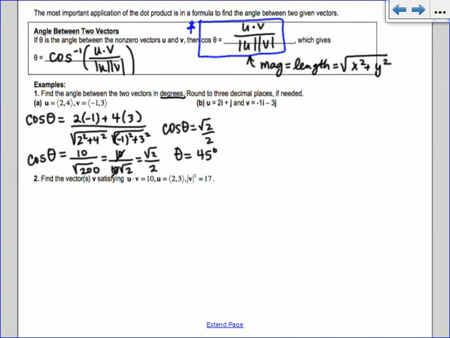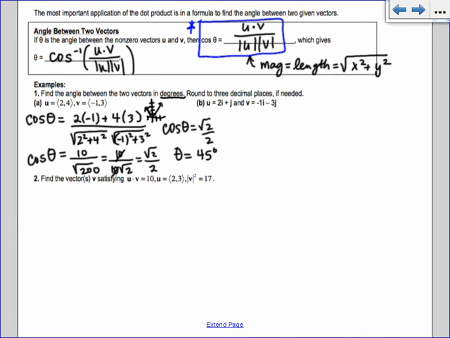And you can check if you were sketching out these vectors: you have 2 comma 4, and you have -1 comma 3, and yeah, 45 degrees makes sense for that angle. Okay, if it looks like an obtuse angle and you're getting 45 degrees, maybe it's not right, right? But luckily, if you do this formula, there's never going to be a situation where you have to add 180 or anything like that. It's always an angle between 0 and 180 degrees.